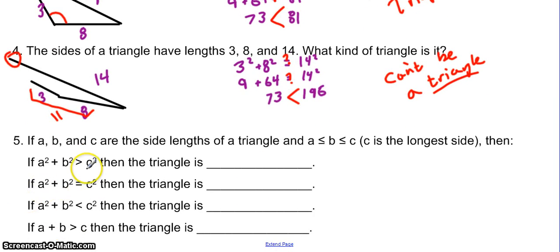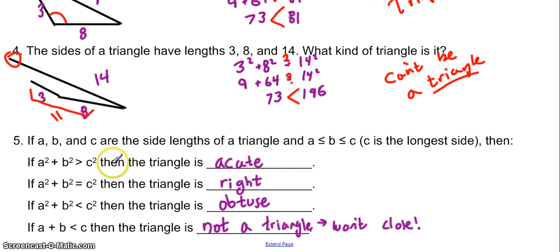What I'd like you to do now is take a look at number 5. If a, b, and c are the side lengths of a triangle, and c is the longest side, then fill in these 4 blanks with words we've used before, such as right, obtuse, acute, or not even a triangle. Go ahead and fill in the blanks now. The answers will be up on the screen in 3, 2, make sure you tried it.